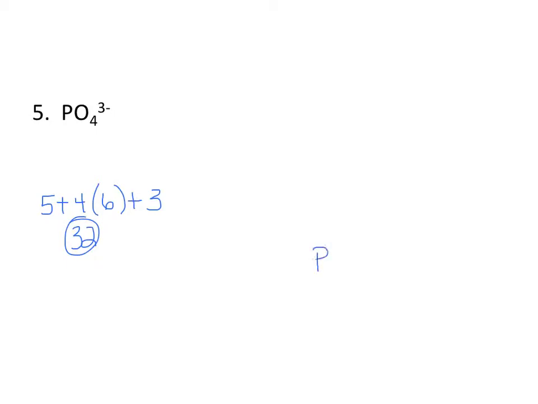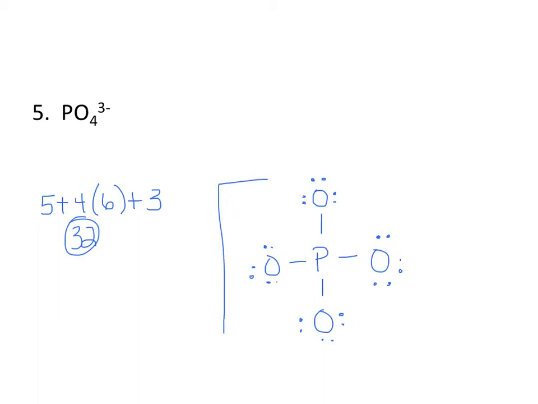So I've got a phosphorus atom in the center that is attached to 4 oxygens. That only satisfies 8 electrons, so I'm going to go around and say 10, 12, 14, 16, 18, 20, 22, 24, 26, 28, 30, and 32 electrons. Again, this is an ion, and the charge goes out there. So we are going to practice with these more.